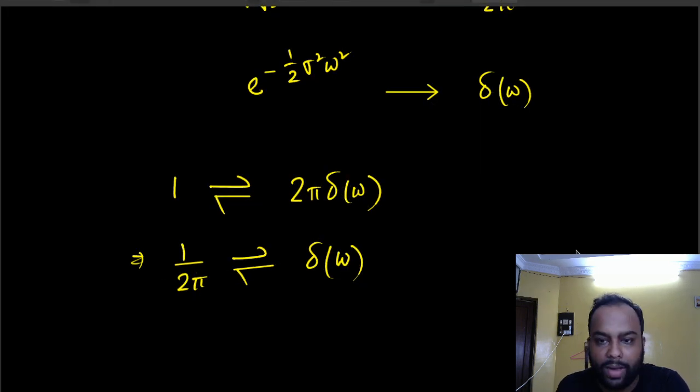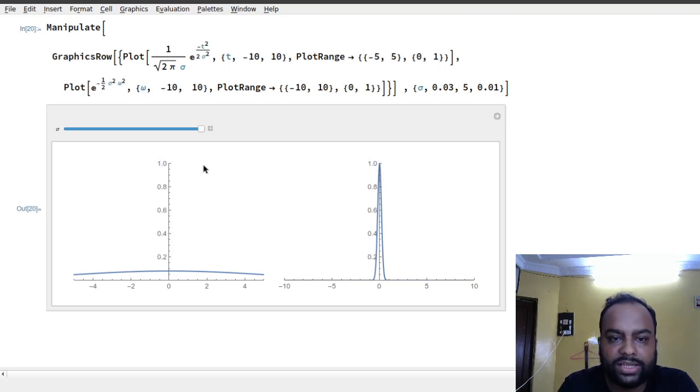So let me go back to this. That is why, when sigma becomes large enough, the time domain Gaussian signal here becomes a constant, and the amplitude is 1 by 2 pi, of course, and the Fourier transform here is a unit impulse.